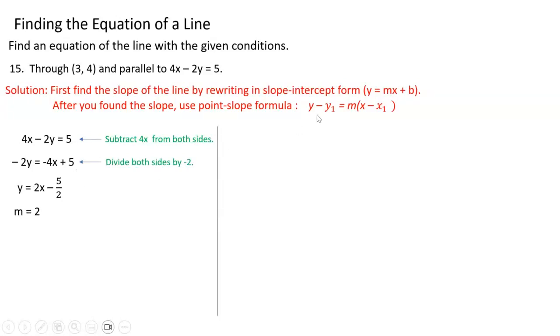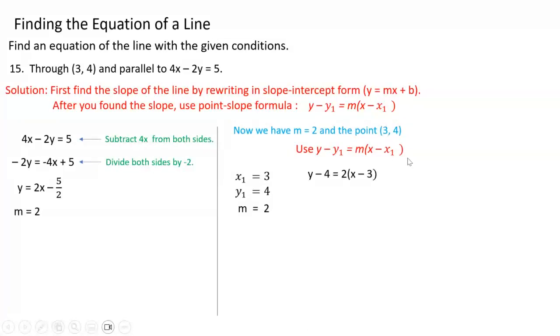Now I use the point slope formula. Right, my slope is 2 and my point was 3, 4. So my x1 is 3 and my y1 is 4. Plug everything in and solve for y. We're going to distribute. So it's going to give us 2x minus 6 on the right side. We add 4 to both sides. So we get y equals 2x minus 2. So this is the equation that we're looking for: y equals 2x minus 2.